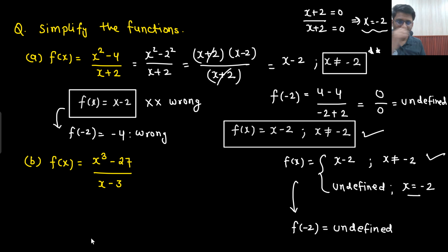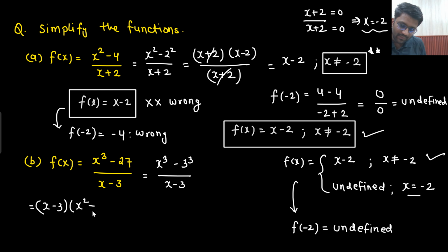Similarly, solve this question. It is x cube minus 27 divided by x minus 3, where 27 could be written as 3 cube. So can you write down the formula of a cube minus b cube, that is (a minus b) multiplied by (a square plus b square plus ab)? So, sir, you will cancel out x minus 3 with x minus 3. It is absolutely fine. That expression is coming out to be x square plus 3x plus 9.